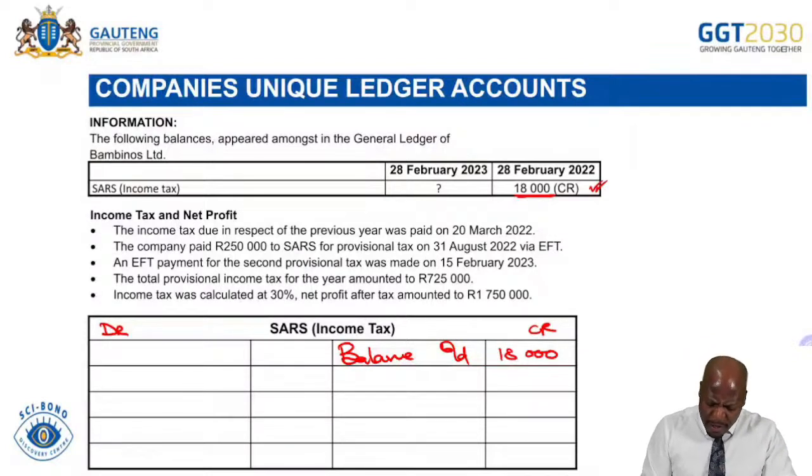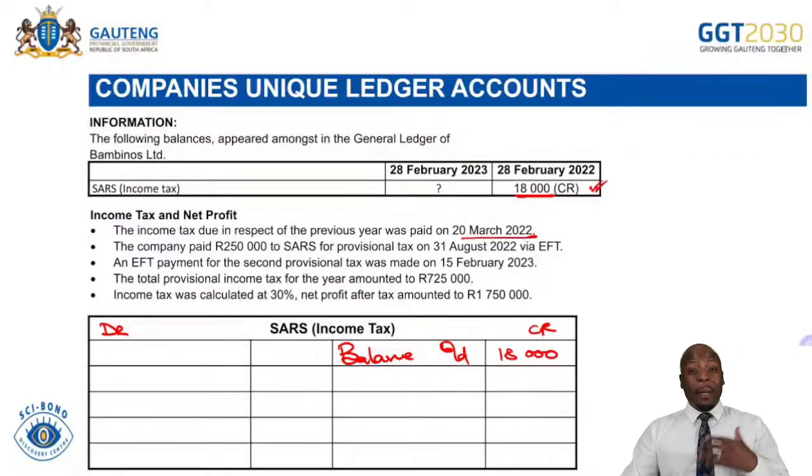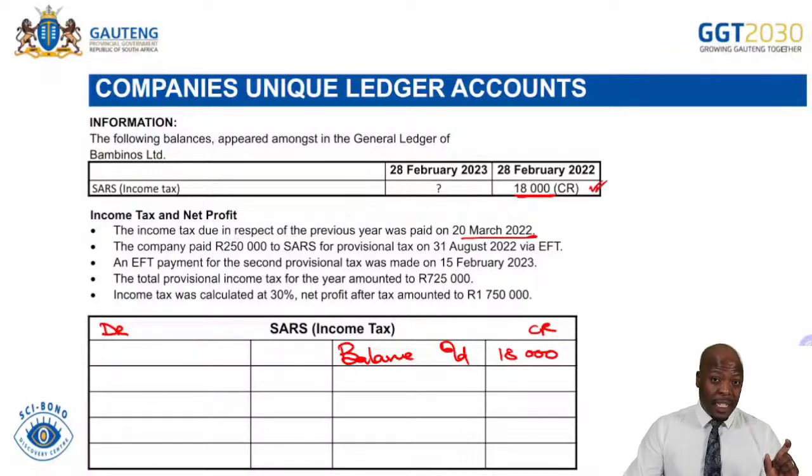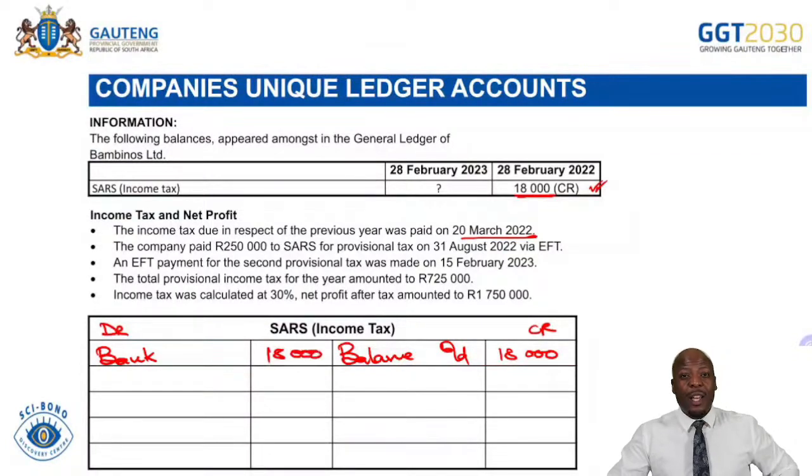Then we are told that the income tax due in respect of the previous year was paid. So at the beginning of this financial year, we have taken note that in the previous year we were owing some money for income tax, and we have then paid that particular amount. So it simply means we come now to the debit side, then we'll say bank. And how much are we going to pay? The 18,000 that we were owing. We pay the amount that we're owing in the previous year.